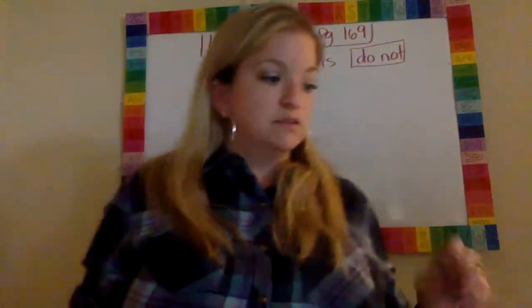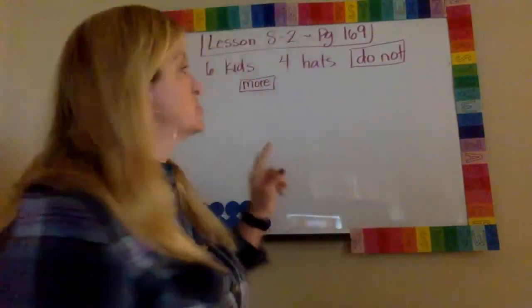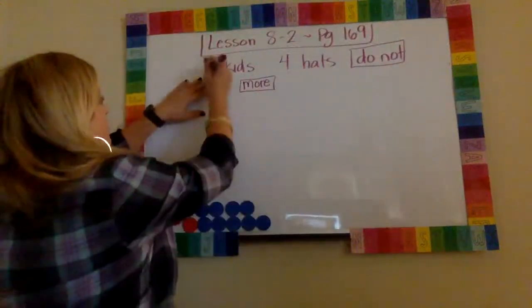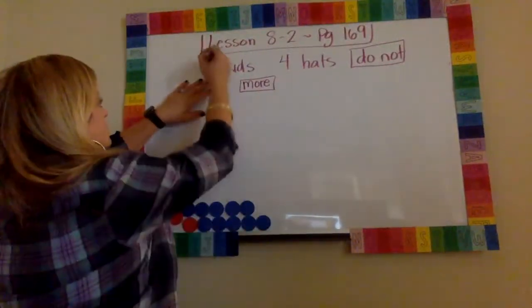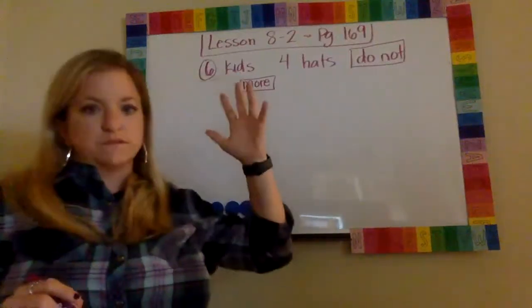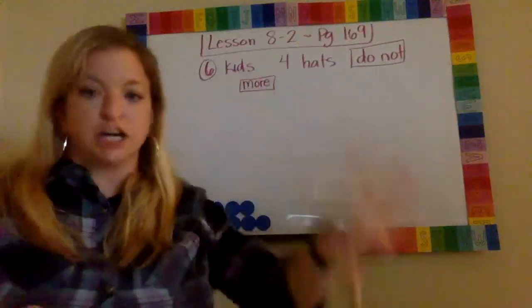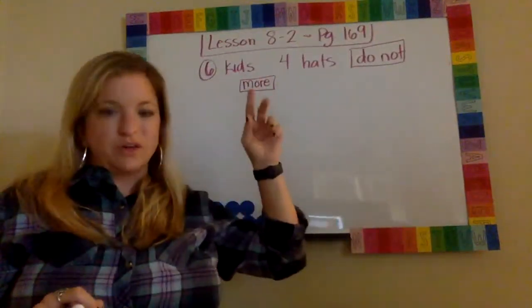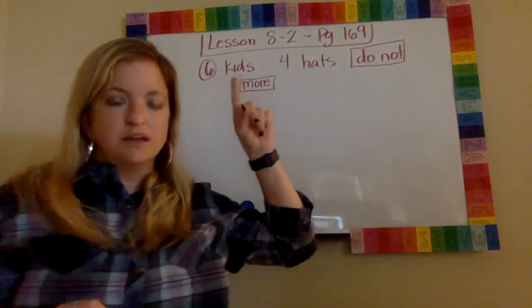I forgot that one. How many children do not get a hat? So first it says there are 6 children. So I would circle 6. And I wrote kids just because I'm doing it up here and not in my book. But you don't need to circle kids. 6 kids, and yours says children.